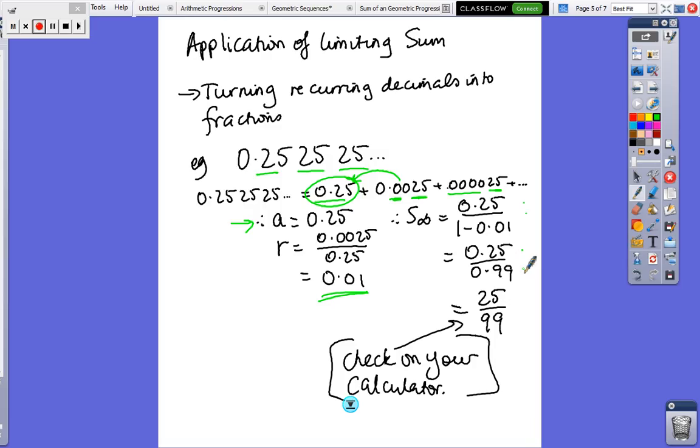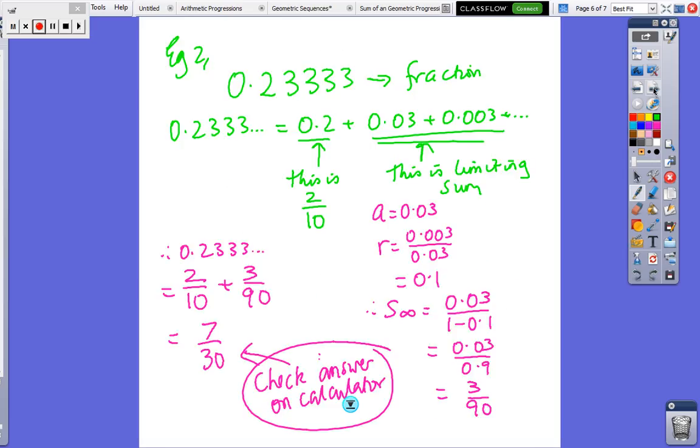Now I'm not too sure if your calculator will do that with the fraction button, but the way we did it without buttons is we just jumped that two places, so we've got 25 over 99. And if you check 25 over 99 on your calculator, you will get 0.252525. Okay, so let's have a look at another example.